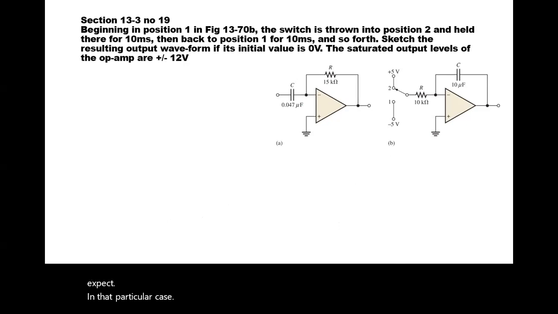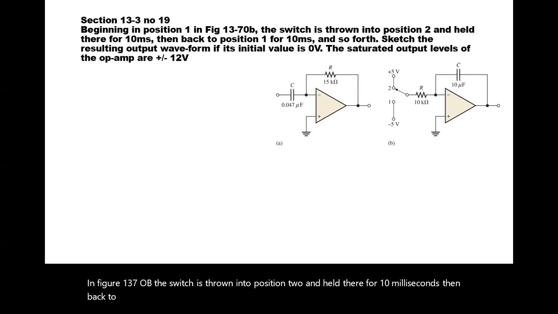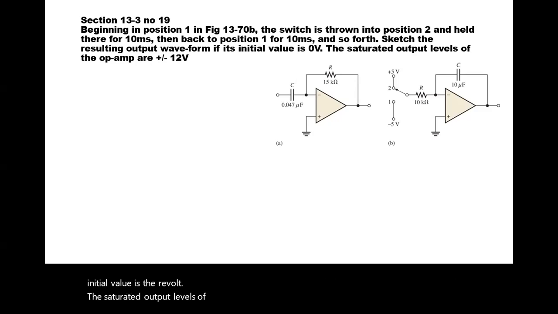13.3, number 19. If we begin in position number 1 in figure 13.70b, the switch is thrown into position 2 and held there for 10 milliseconds, then back to position 1 for 10 milliseconds and so forth. Sketch the resulting output waveform if its initial value is 0 volts. The saturated output levels of the op-amp are plus 12 volts and minus 12 volts.